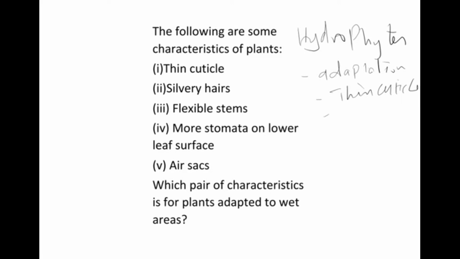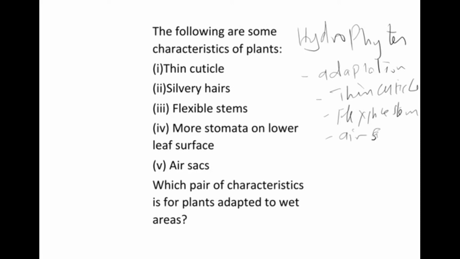Also, it has flexible stems. This will enable the plant to withstand water current, since some of the plants are found in the rivers, lakes, and the ocean. So flexible stems enable them to bend when the water currents are there, and rise after they have gone. Also, they usually have air sacs.